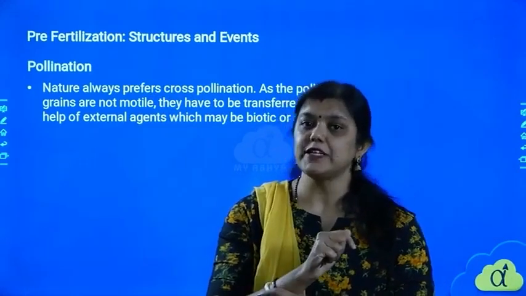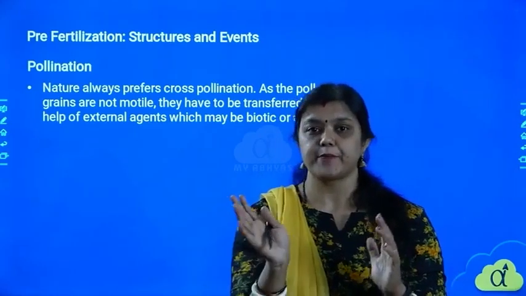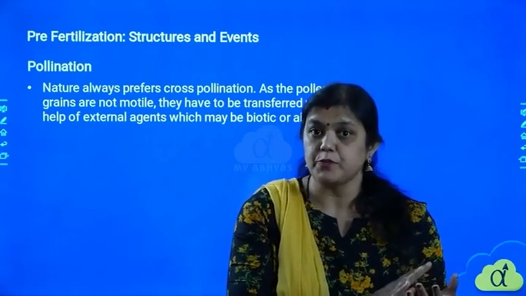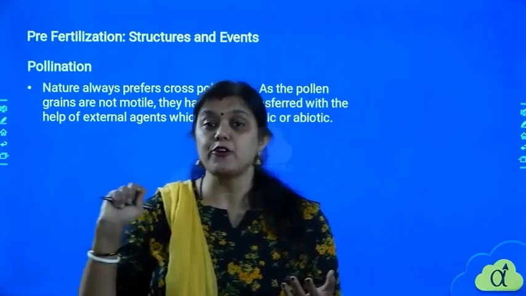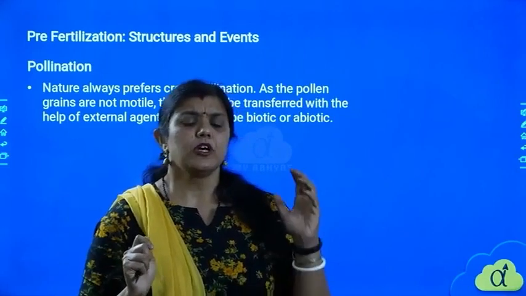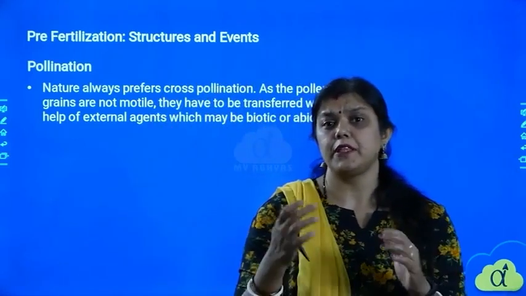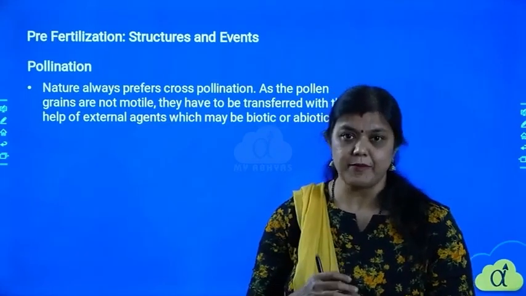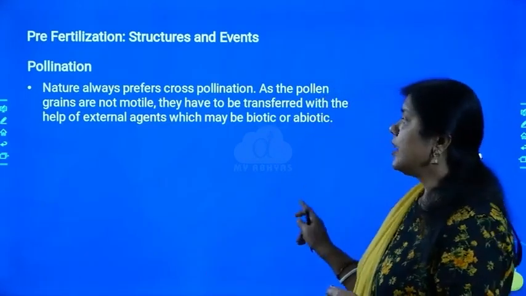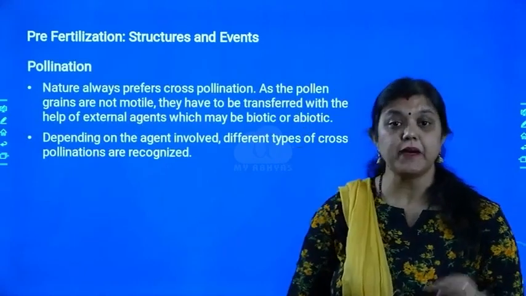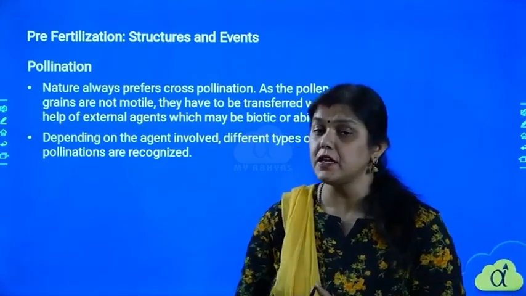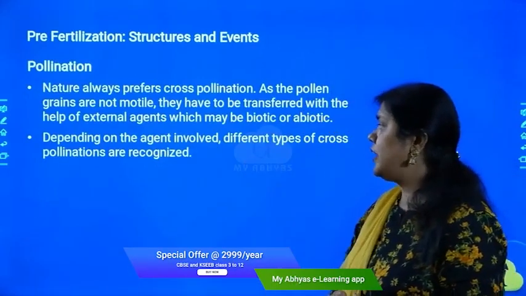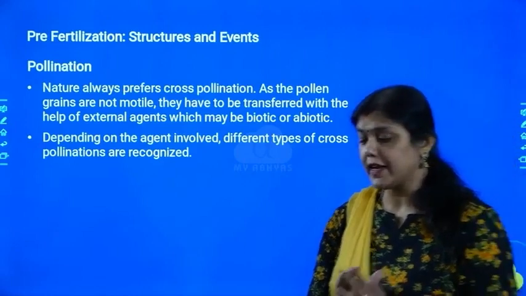Now, external agents can be biotic or abiotic. You remember that? What is biotic? Any living thing which is helping in the process of pollination is considered a biotic agent. What are abiotic agents? Those non-living things which are helping in the process of pollination, like wind and water, can be considered abiotic agents. So pollen grains are transferred by the external agent as they are not motile. Depending on the agent involved, different types of pollination are recognized.